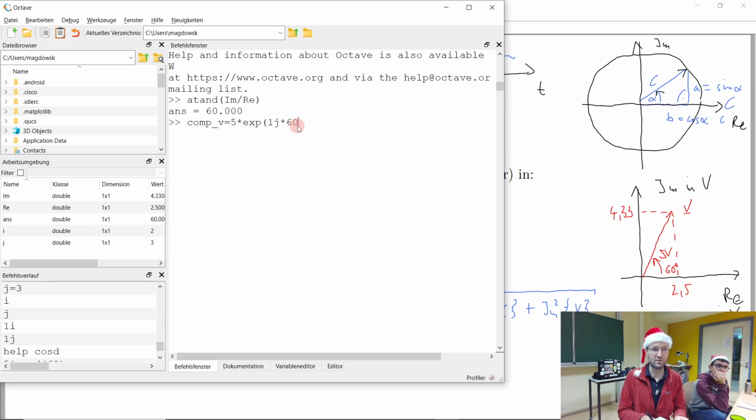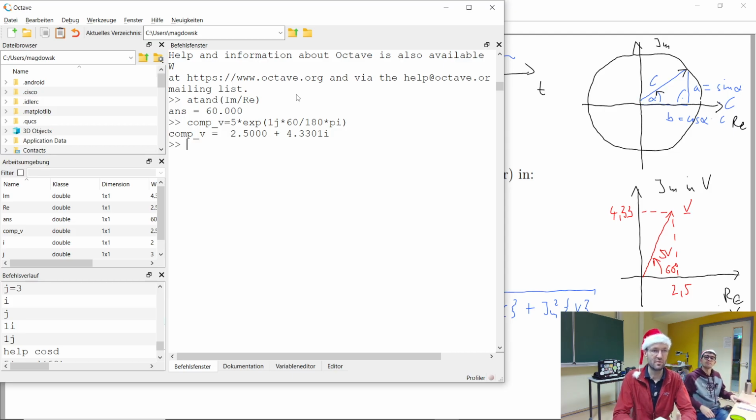How do I convert degree into radians? Yeah, divide by 180, multiply with pi. And so then we get also our complex number there. And so now we have what we really want to have: one number, one variable that includes real part and imaginary part, or amplitude and phase. And usually these tools like MATLAB Octave will always show you the number as real and imaginary part.